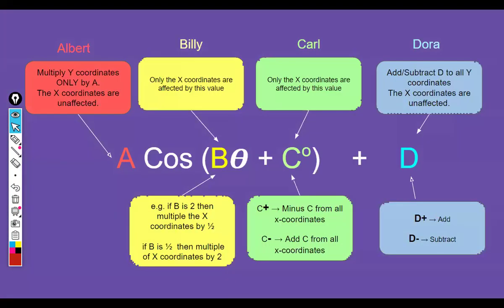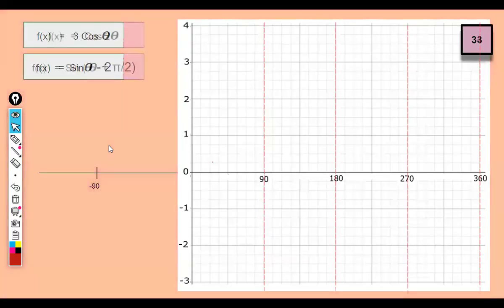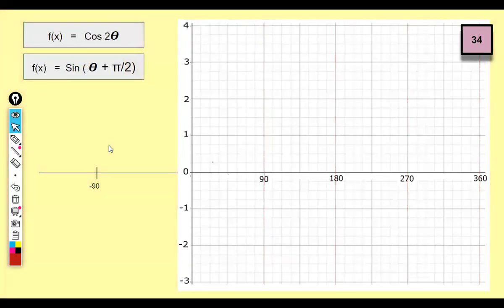It's a Billy question. Now, if you look at Billy here, if it's a 2, anything inside here only affects the x coordinates, and we're supposed to multiply all the x coordinates by 2. The y coordinates, the height and depth of the graph, the vertical orientation, will not be affected. So let's have a look here. And this one is a little bit difficult, not too difficult. Compared to the rest, it's a little bit of a headache.